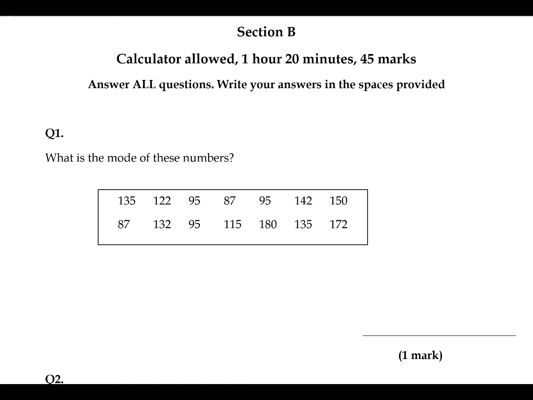Okay, let's start with question 1. What is the mode of these numbers? So the trick is the mode means the most, so you don't have to sort them or organize them or add them or anything. Just look through the numbers and try and work out which number appears the most just by looking at them. So I can see 95 appears 3 times, so for 1 mark I put 95 on the answer line.